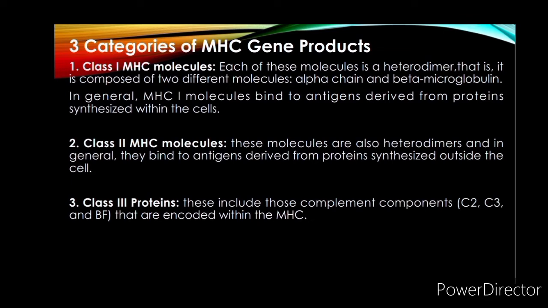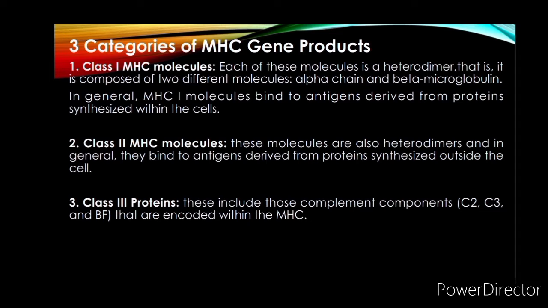Each of these molecules is a heterodimer that is composed of 2 different molecules, the alpha chain and beta-2 microglobulin. So, the extracellular portion of the alpha chain contains a cleft where foreign peptides bind to MHC molecules for presentation to CD8 positive T cells.